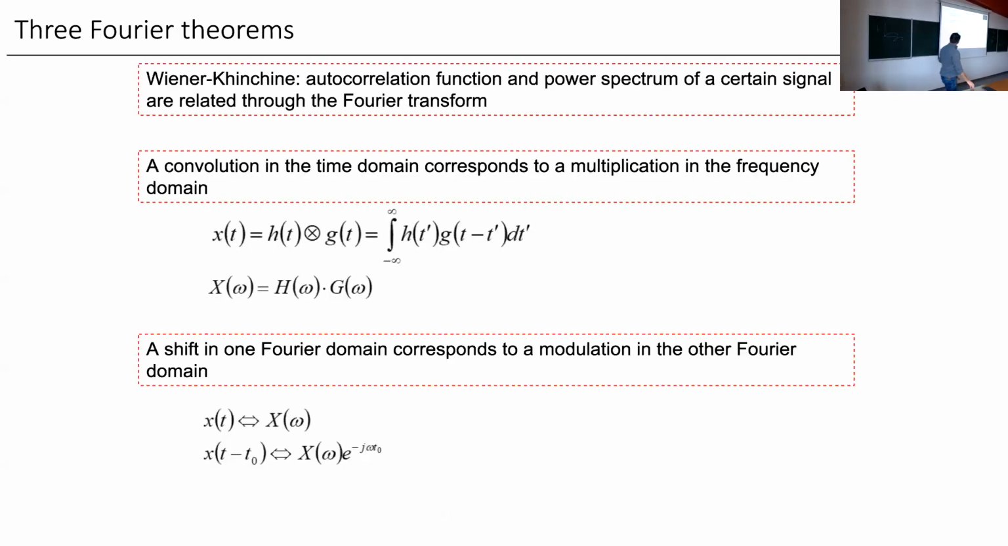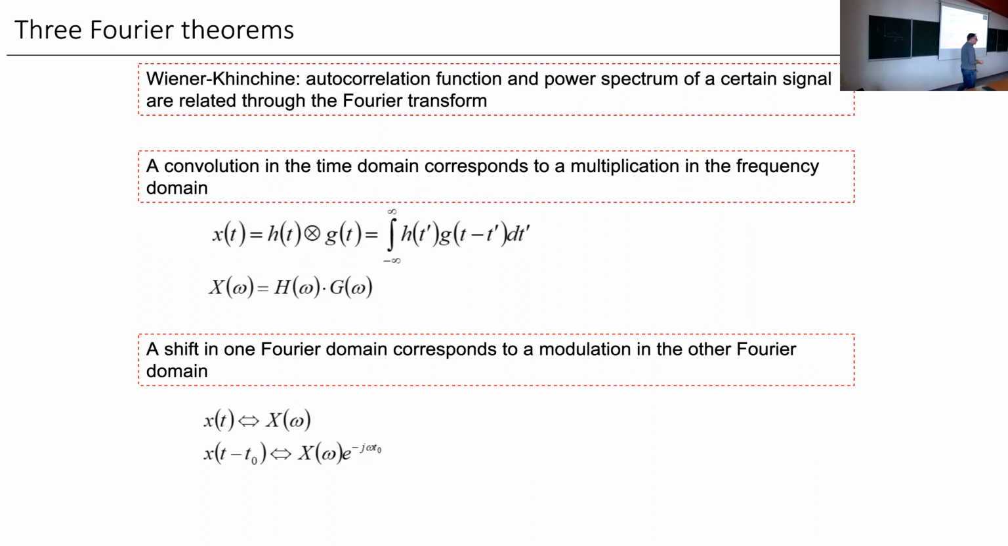Okay. So now let's bring in all the Fourier transform properties. First is the Wiener-Khinchin theorem. It states that if you have a certain signal, then the autocorrelation function and the power spectrum of that signal are related by a Fourier transform. The power spectrum is simply what we have for the light source: the amount of light that is in there at the different frequencies.